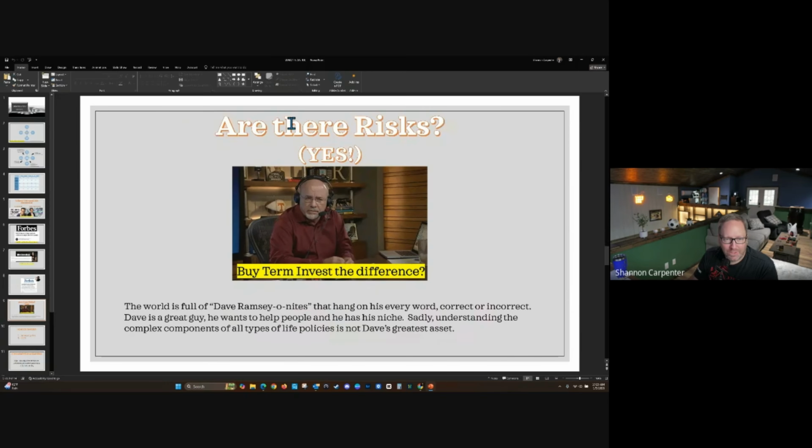Okay, are there risks? Yes, there's risk. I like to talk about the risk with clients first. The first thing I do when I open up an illustration is I go straight to, let me show you the bad stuff. Let's just knock this out first, right? Because what I don't want to do is sell them on the dreams and the sunshines and the rainbows and not tell them what the downsides are.